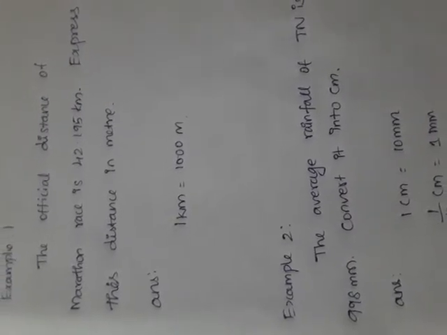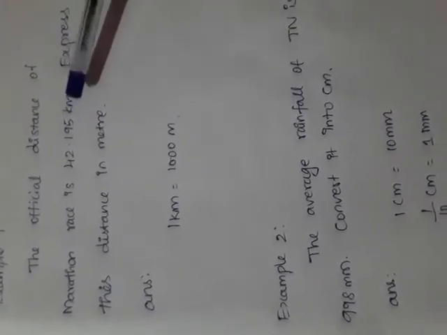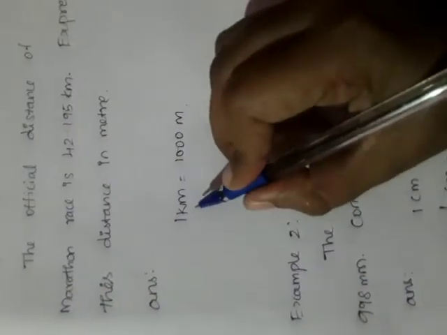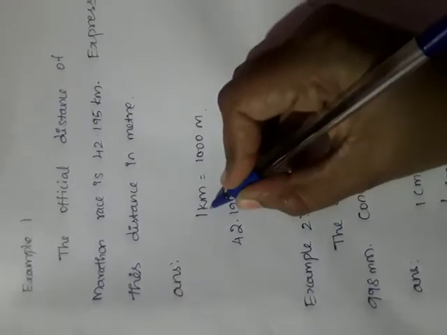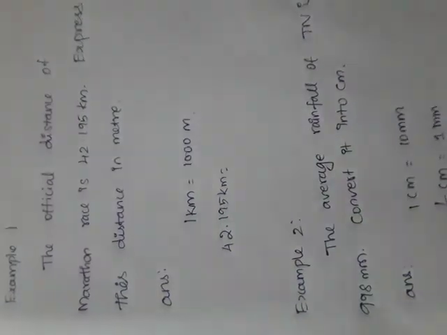Dear children, whenever you are doing this kind of problem, at first you want to check what are the units given and what are the units asked. Here kilometer is given, we need to find out in meter. So 1 kilometer is equal to 1000 meter. So what about 42.195 kilometer? We need to find out for a bigger number, so we should do the multiplication.